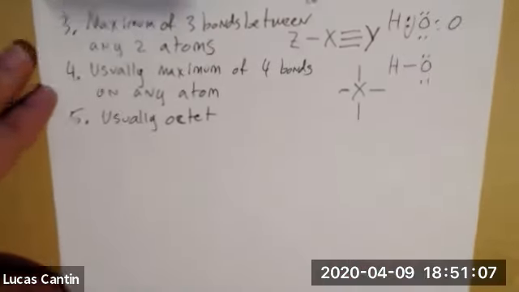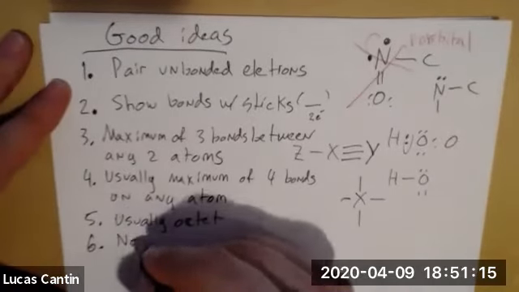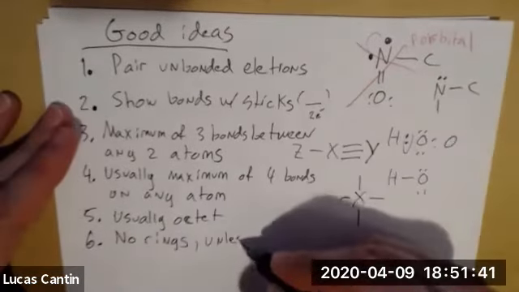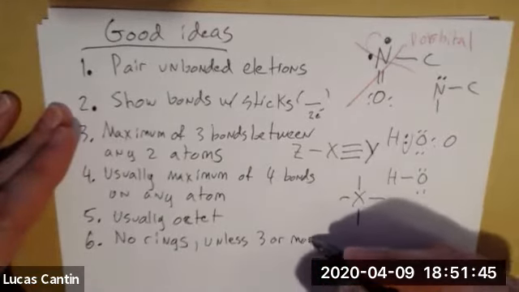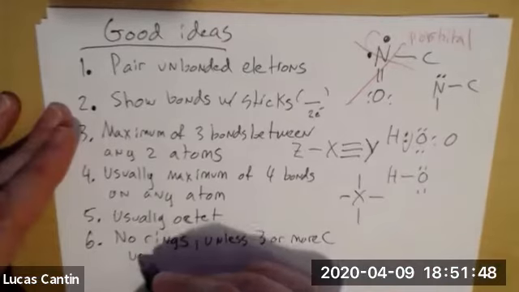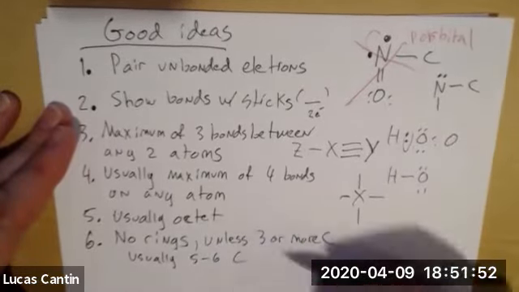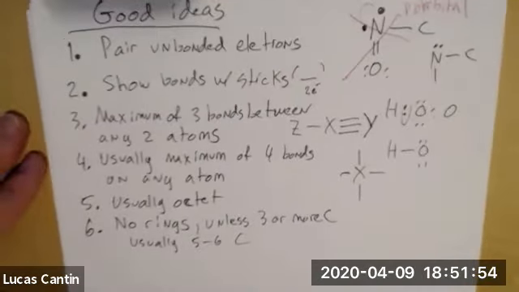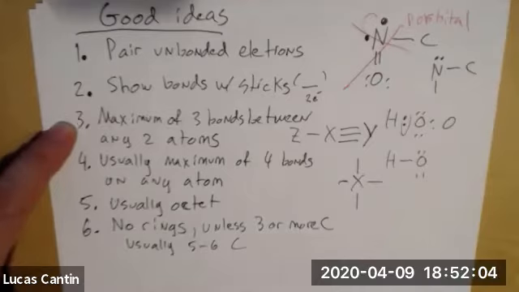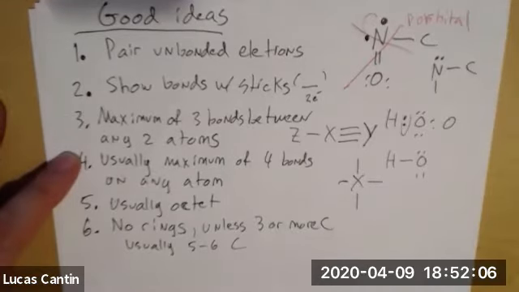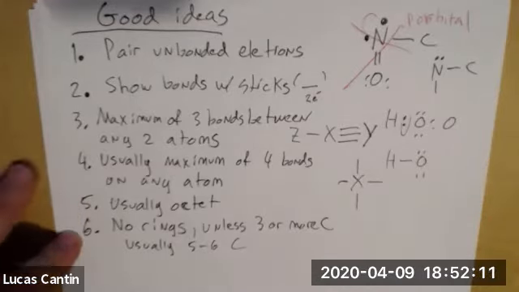Let's have a couple other good ideas. I'm going to go down the row here. So, no rings. We'll do rings unless you have 3 or more carbons. And usually 5 to 6 carbons is the sweet spot for rings happening. So pair unbonded electrons, show bonds with sticks, maximum of 3 between 2 atoms, maximum of 4 on a single atom. Usually get an octet, no rings.